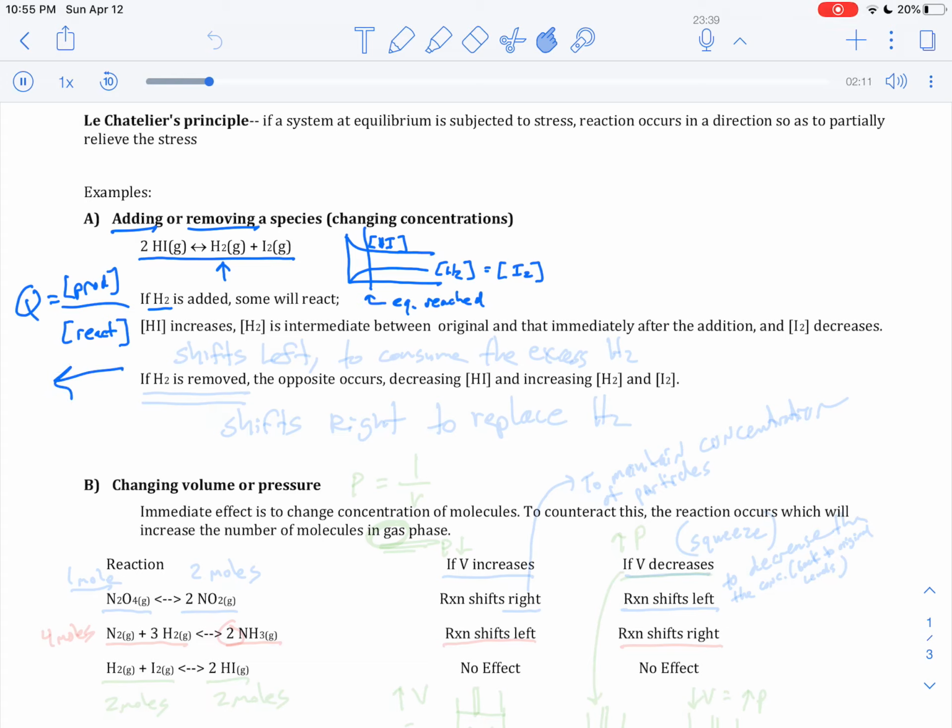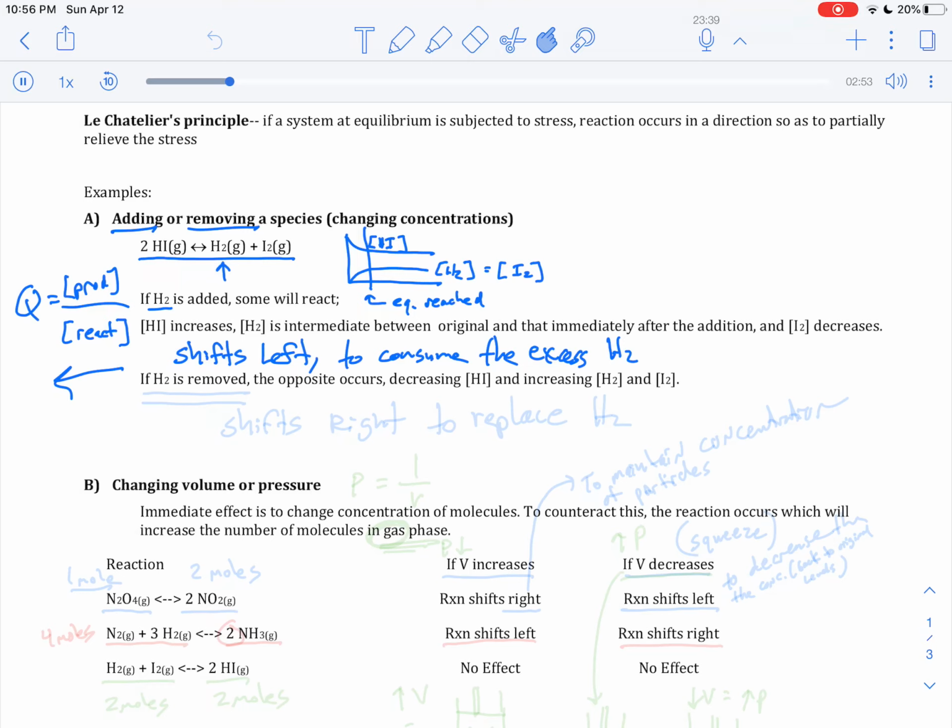By increasing the amount of hydrogen, this reaction is going to try to shift to use up the hydrogen, so it goes backwards. We say it shifts left to consume the excess hydrogen. Increasing the hydrogen added more product than there should be at equilibrium, so the only way to get rid of that extra product is to use it up, which means making more reactant, and that's why it shifts left.